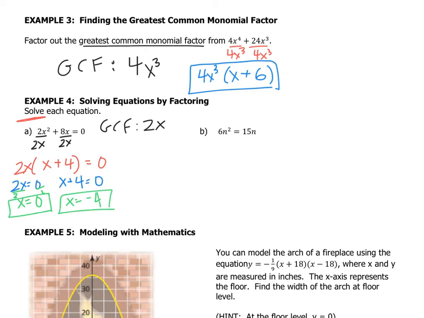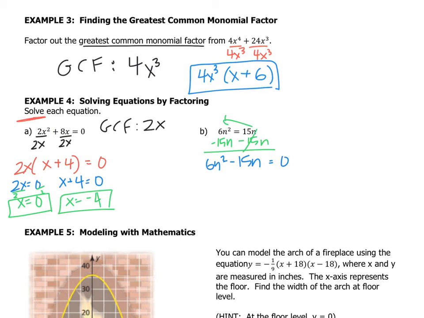All right, when you look at letter B, it looks different than letter A because it doesn't equal 0. I told you in the beginning of this lesson that you can only use this technique if it equals 0. So what we have to do first is bring this 15n over to the other side. I'm going to subtract 15n to bring it over to the left. So I get 6n squared minus 15n equals 0. You can't use this method if it doesn't equal 0. That's the whole idea behind the zero product property.